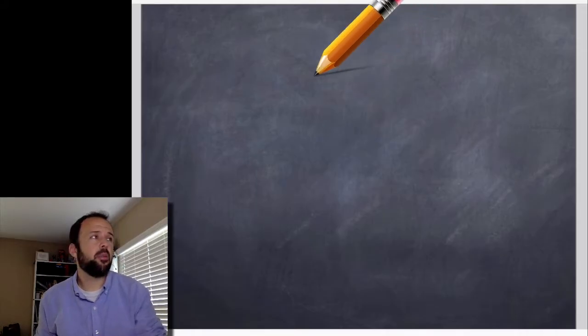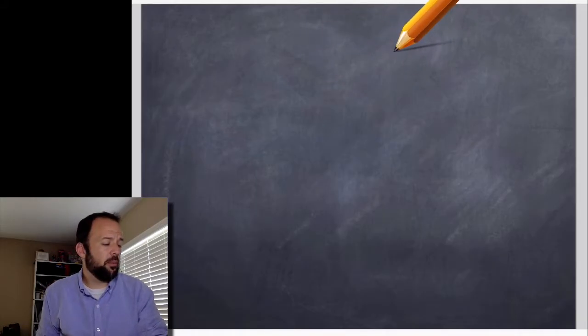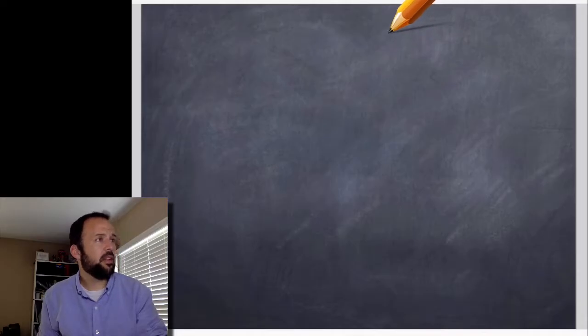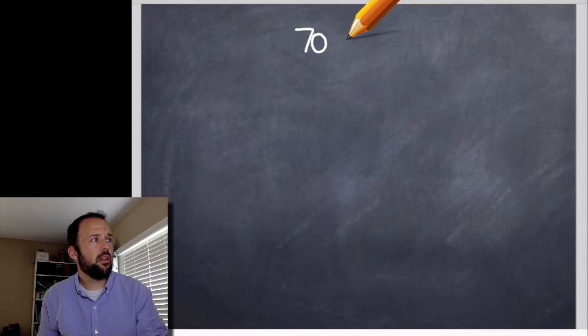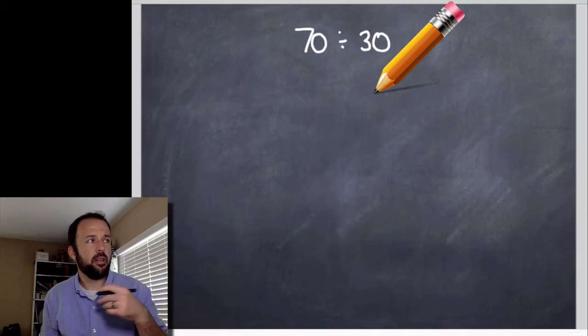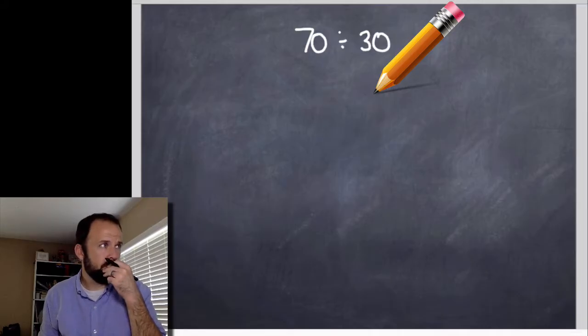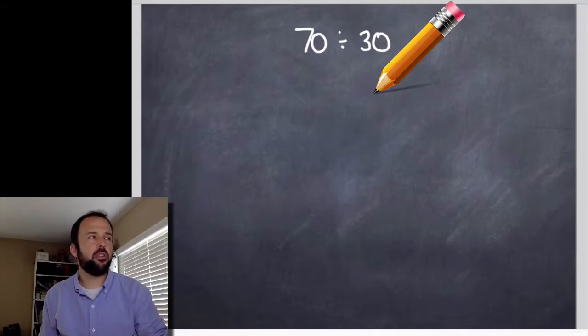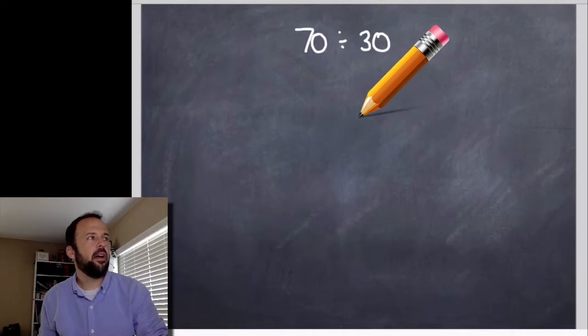All right, awesome. So we're just going to jump right in and start with an example. I'm going to come over here to the board and write down, let's go with 70 divided by 30. So that's where we're going to start. You can see that we are still dealing with numbers that are multiples of 10, and we're going to see why in a second. We're going to be moving from this in a little bit, but we're going to start here just to get our feet wet again.